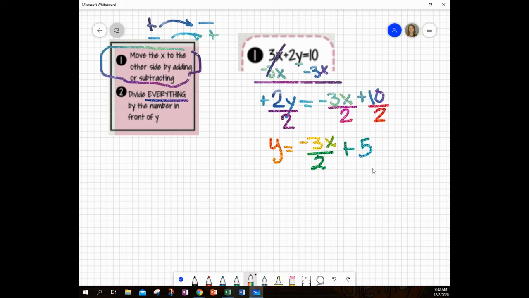So once I have it like this, I can then go ahead and graph it in Desmos to see what that graph looks like.